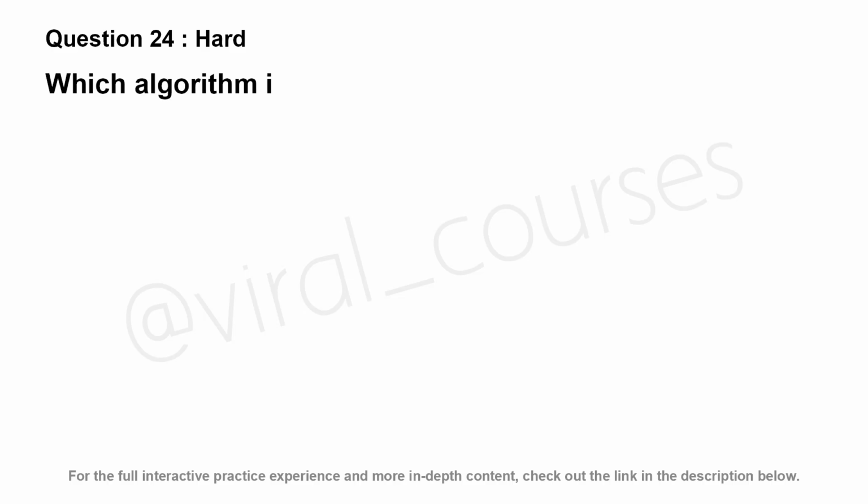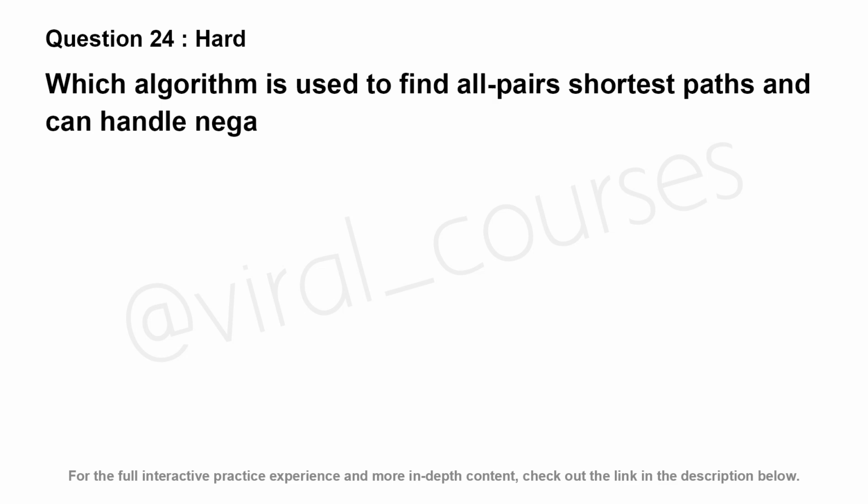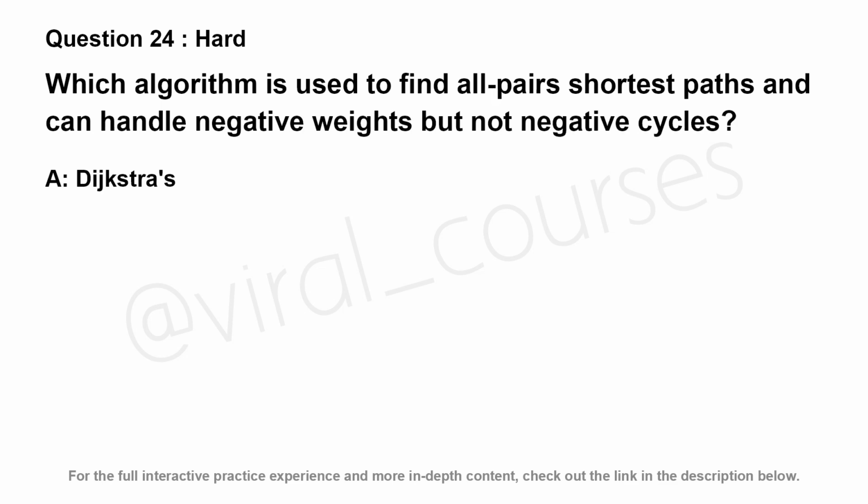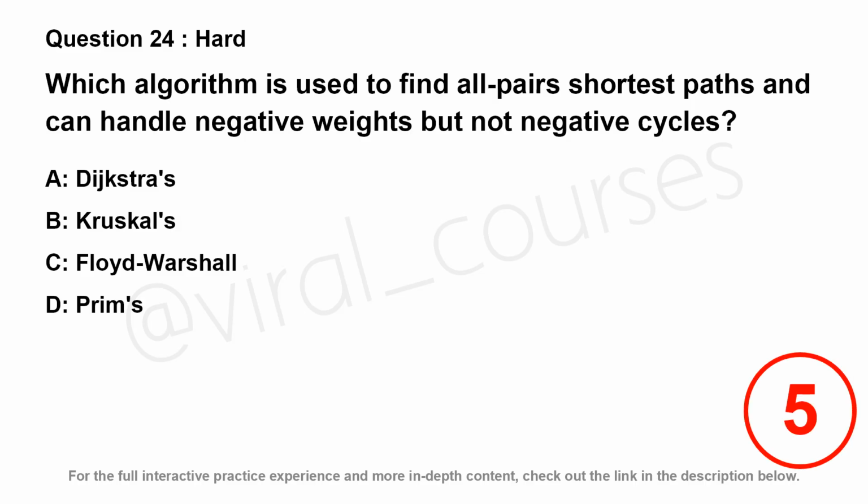Which algorithm is used to find all pairs' shortest paths and can handle negative weights but not negative cycles? Option A, Dijkstra's. Option B, Kruskal's. Option C, Floyd-Warshall. Option D, Prim's.